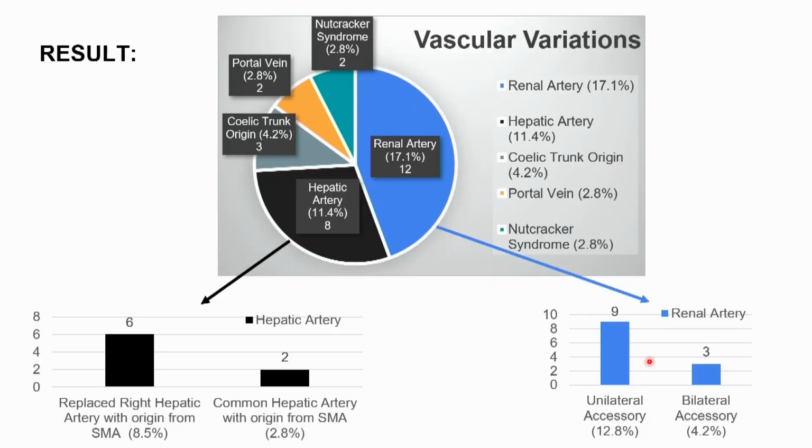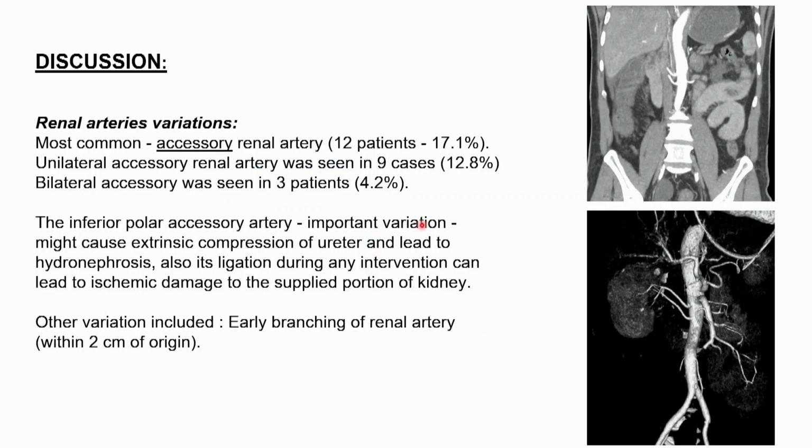Out of the renal artery variations, unilateral accessory renal artery was the most common, seen in 9 cases, and bilateral renal accessory artery was also seen. Among the hepatic artery variations, replaced right hepatic artery having origin from SMA was seen in 6 patients, and common hepatic artery origin from SMA was seen in 2 patients. So, in renal artery variations, the most common was accessory, in which unilateral accessory renal artery was most common.